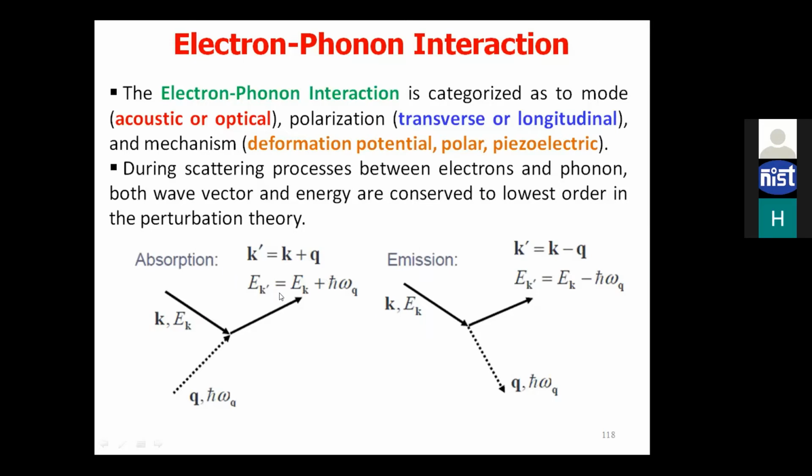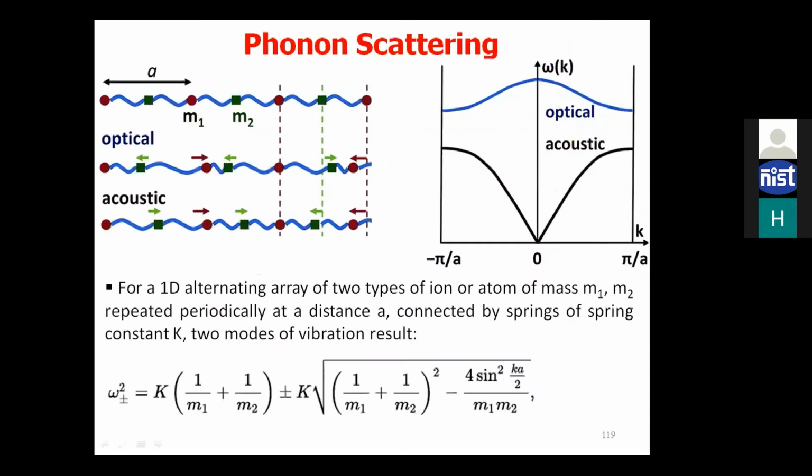So here absorption occurs, and at the same time there may be emission in this electron-phonon interaction. You can see the final energy Ek prime may be Ek minus h-bar omega q, where a phonon is emitted due to this scattering phenomenon. This scattering, particularly phonon scattering, is classified into optical phonon and acoustic phonon. So this is the general basic.